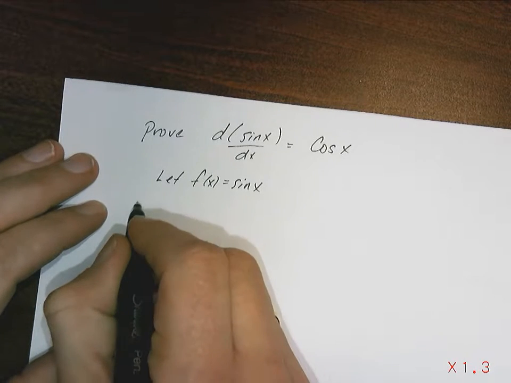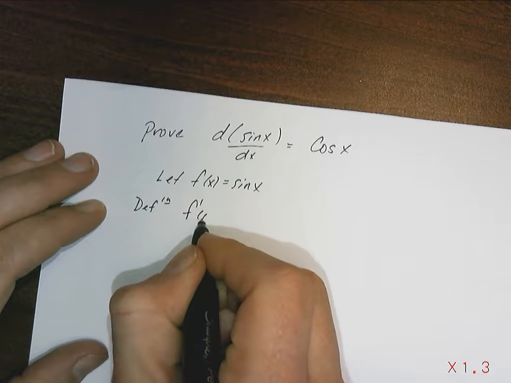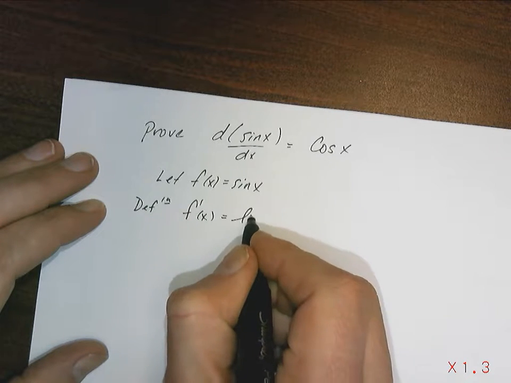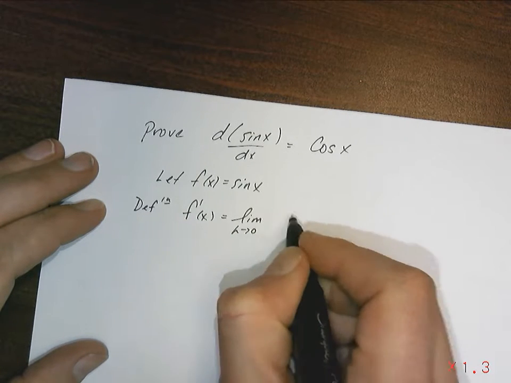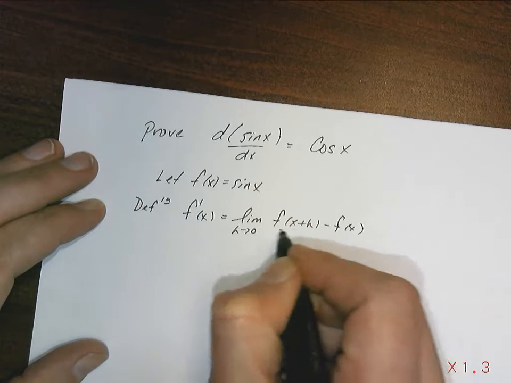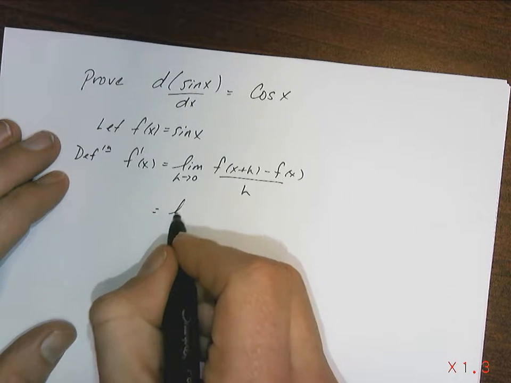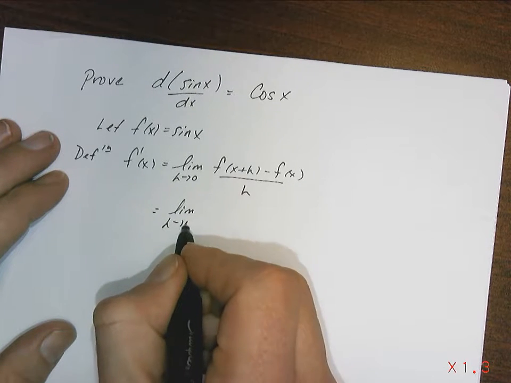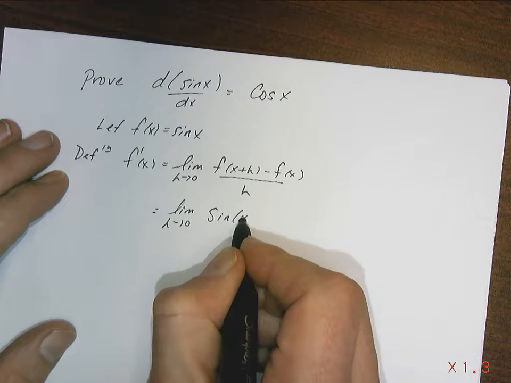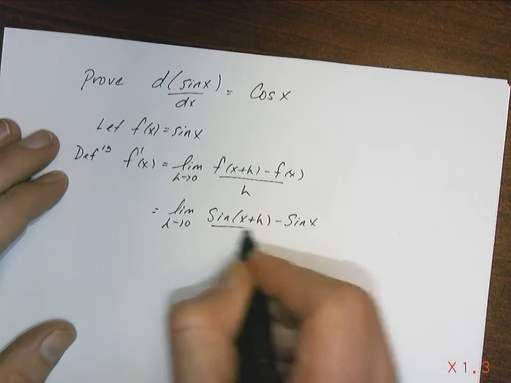We're going to talk about the definition. The definition of a derivative is the limit as h approaches 0 of f of x plus h minus f of x over h. In this particular case, it'll be the limit as h approaches 0 of sine of x plus h minus sine of x over top of h.